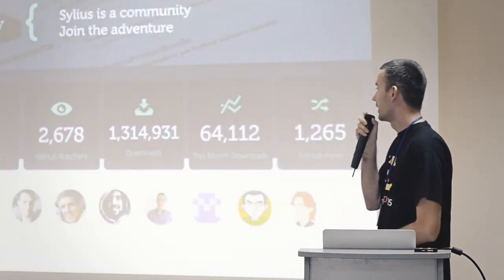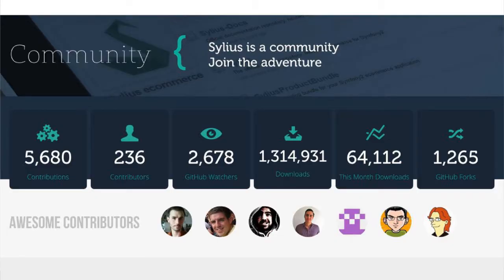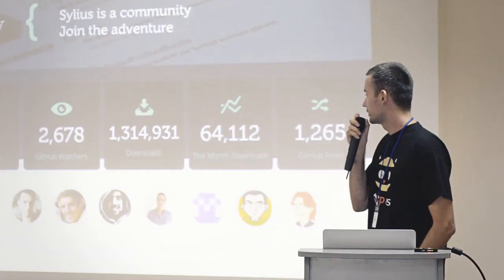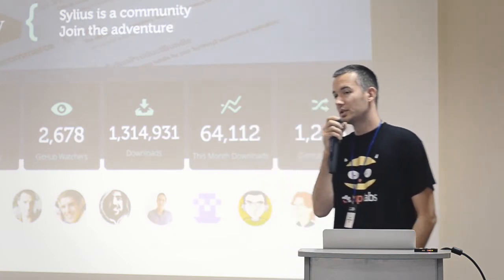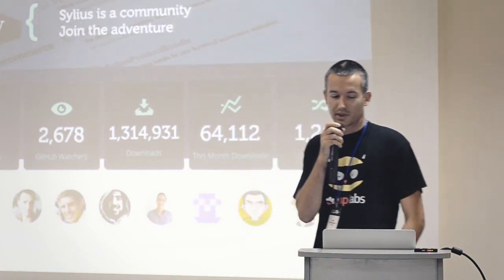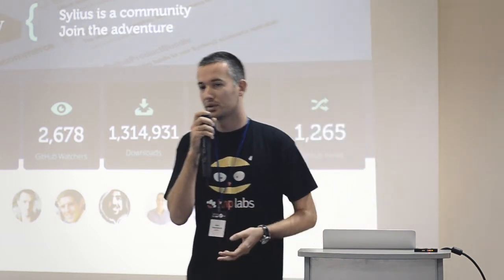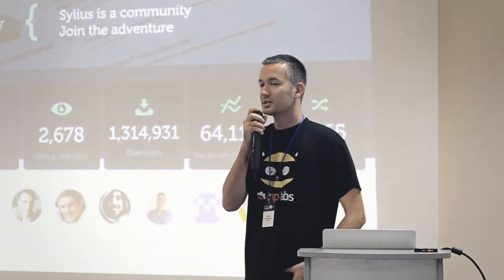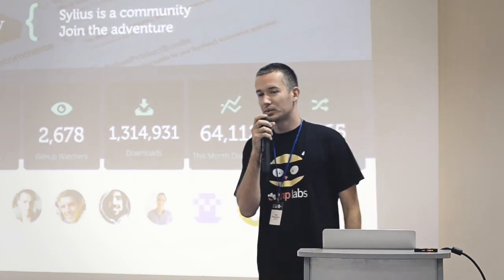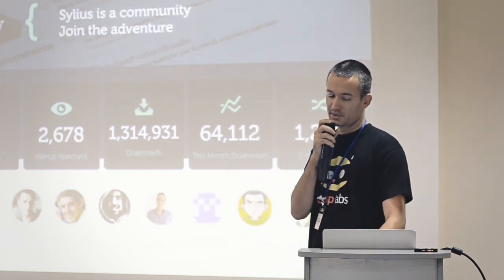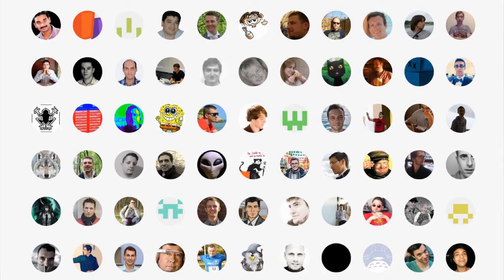It also has an awesome community. I recognize some faces here who are also contributors to Sylius, and as you can see, there are more than 200 contributors, which is great. And if you are starting with Sylius and you have a problem, you can ask questions on Stack Overflow or submit an issue. There will probably be someone to look into it. Also, if you submit a pull request, most likely someone will review it and provide some feedback. So there's a pretty active community out there. These are some of our contributors.